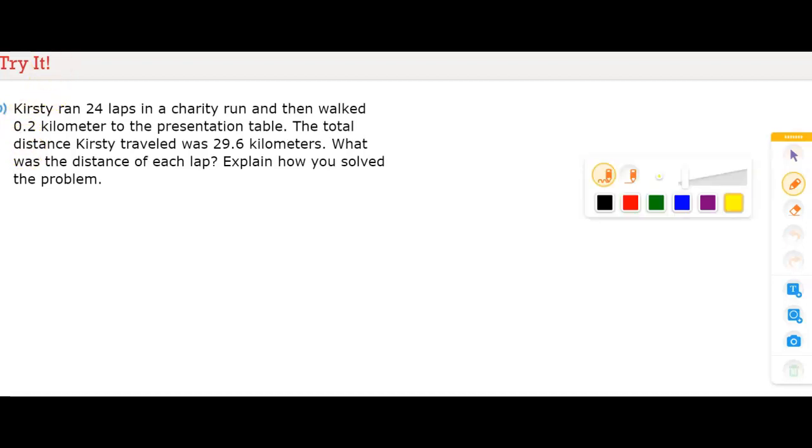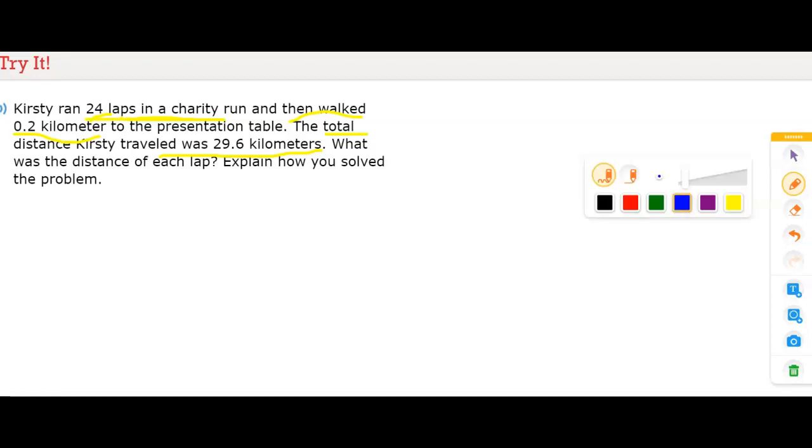Let's first identify important information. So we have she ran 24 laps in that charity run. Then she walked 0 2/10 kilometers to the presentation table. Her total distance was 29 6/10 kilometers. What is the distance of each lap is the question they're asking. So we have to explain how we do this.